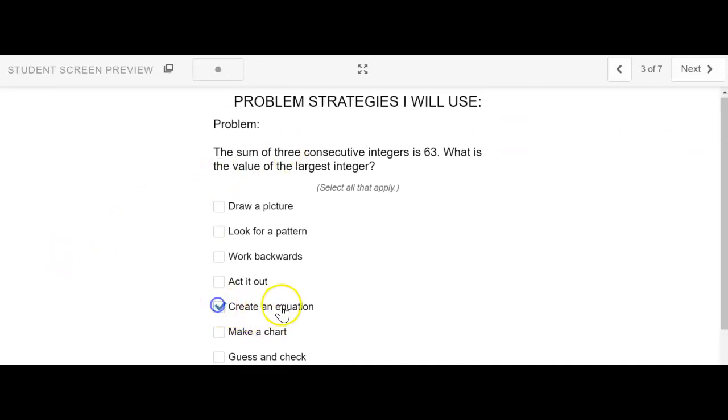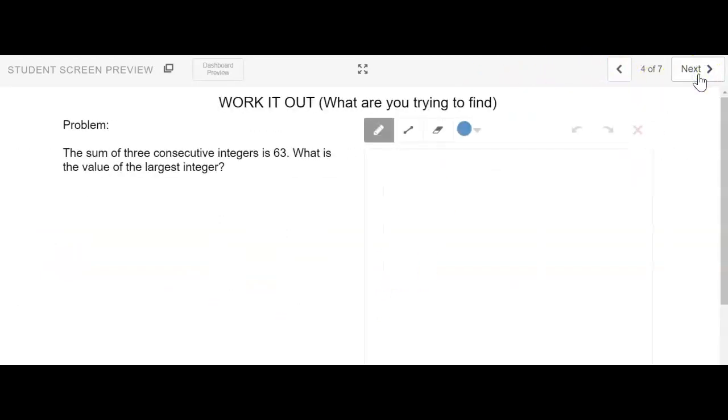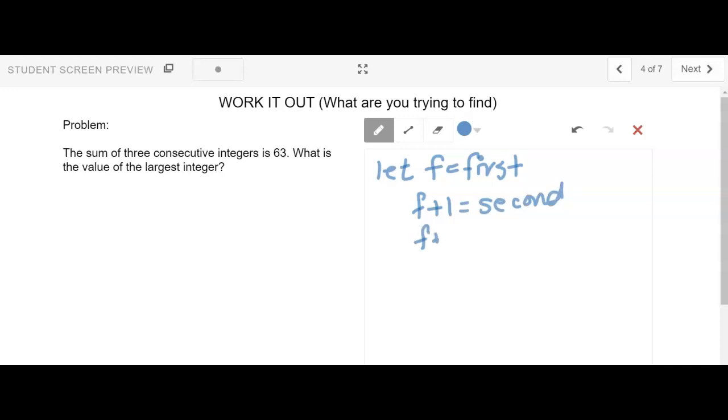I like to create an equation for this type of problem, so I'm going to create an equation on this. And now we're going to actually work it out. This is where you're going to actually write on the screen. It says the sum of 3 consecutive integers is 63. What's the value of the largest integer? In this workspace, I'm going to let f be my first integer. If f is my first, then f plus 1 is going to be my second, and then f plus 2 is going to be my third.